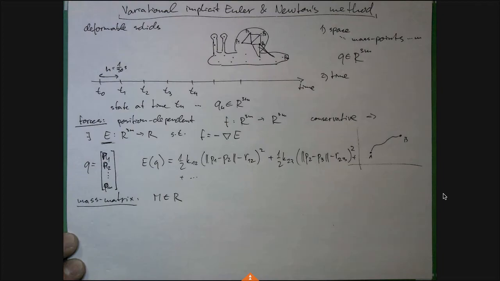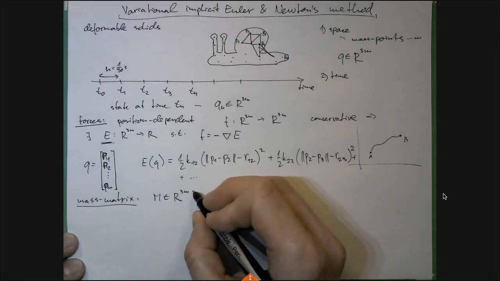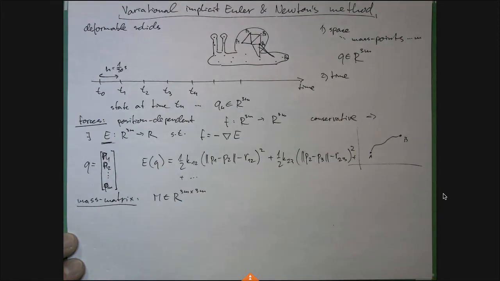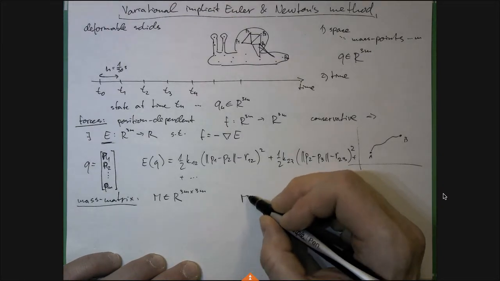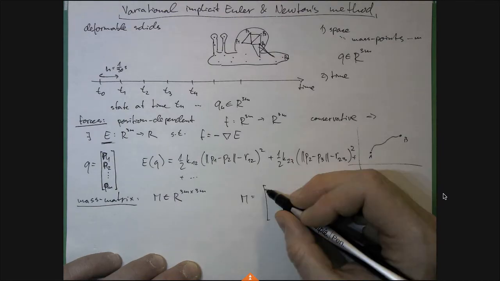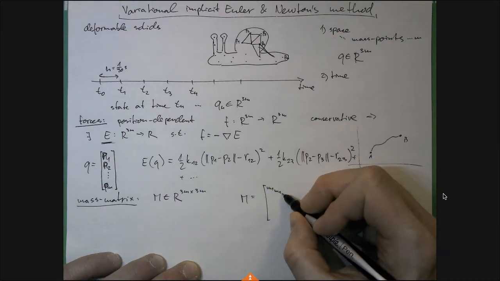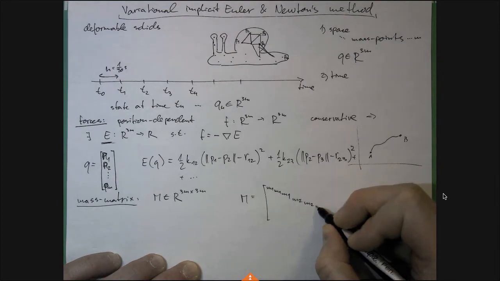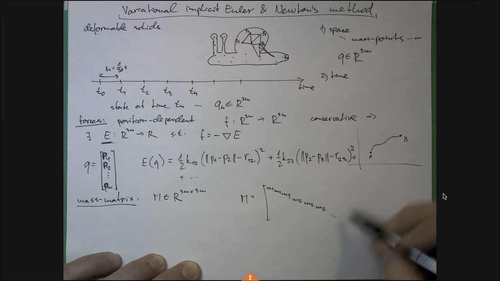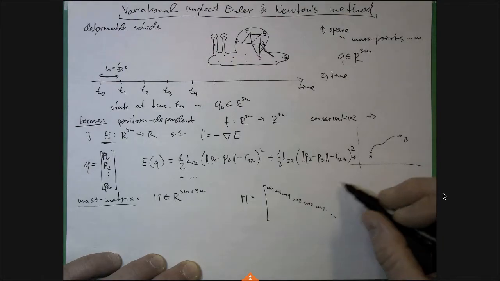Just to check if you are paying attention. It will be also 3m by 3m. I guess that's sort of m by m, that would be also fine, right? The thing is that just for convenience, I make the mass matrix with repeated entries. So M1 would be the mass of the first particle. That would be the mass of the second particle, and so on up to the last particle.